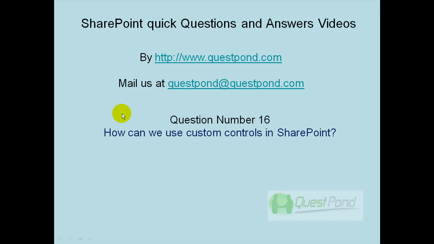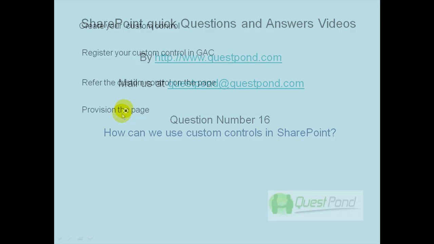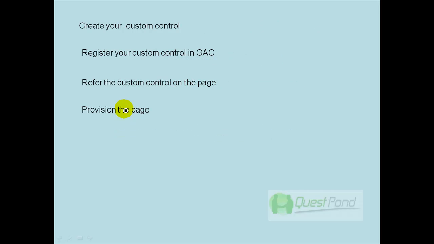Now SharePoint gives you a provision to use custom controls of ASP.NET, where you can define your control and use it again and again across site pages. So now let's look at the basic steps which we need to perform in order to display a custom control in a SharePoint ASPX page. So the first thing is we need to create our own custom control, right?